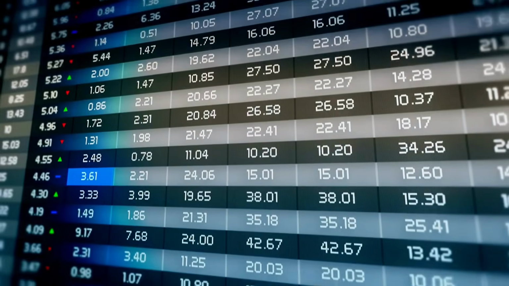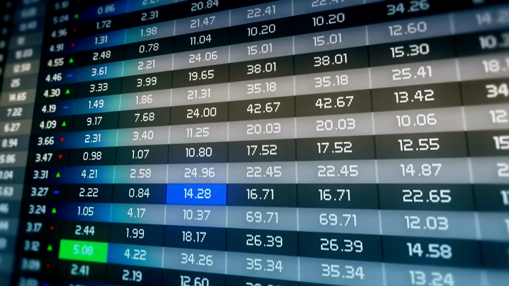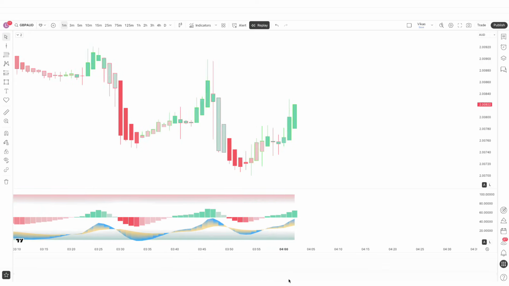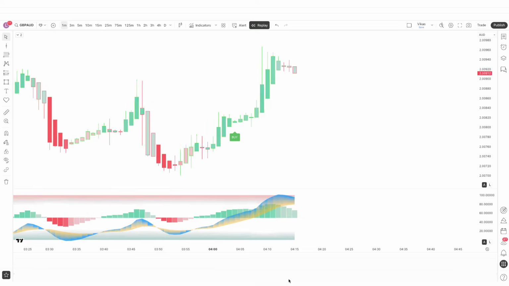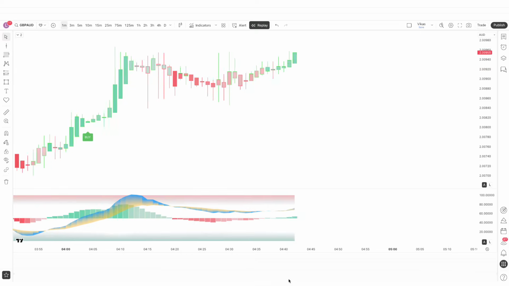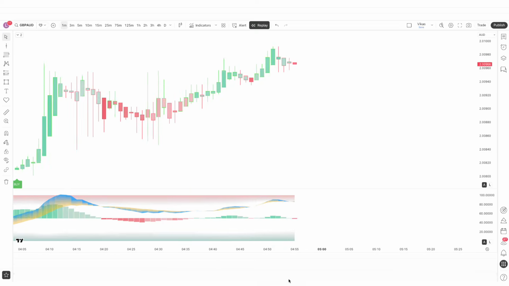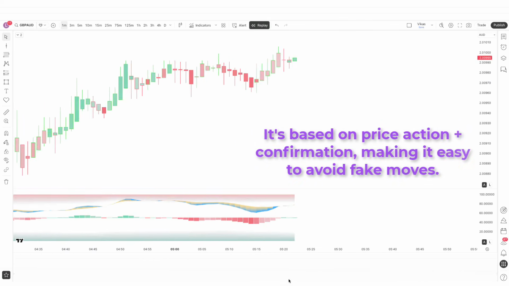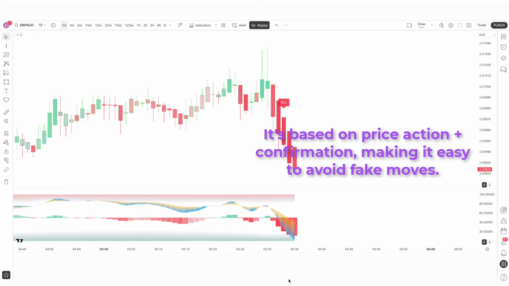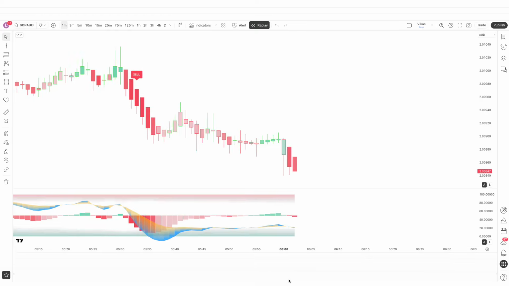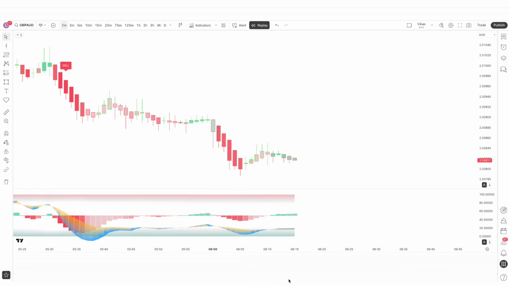As soon as the price approaches an important level, this indicator shows a clear reaction. This lets you know whether the market is pausing or about to continue its move. The result: confident entries and planned exits. This indicator doesn't rely on guesswork. It's based on price action plus confirmation, making it easy to avoid fake moves. Simple for beginners and a solid edge for experienced traders.